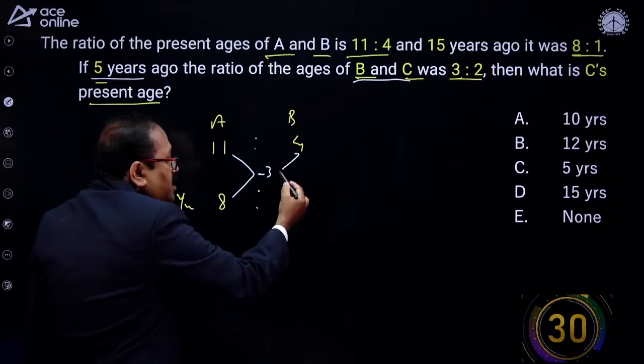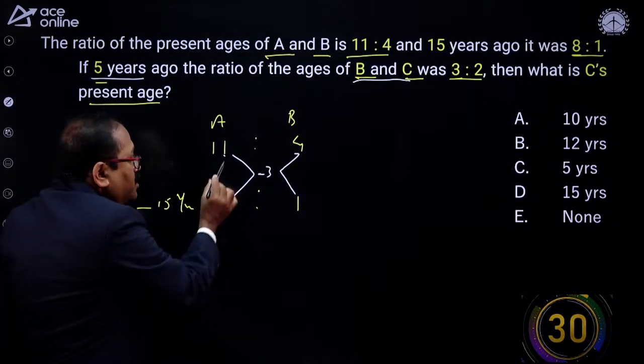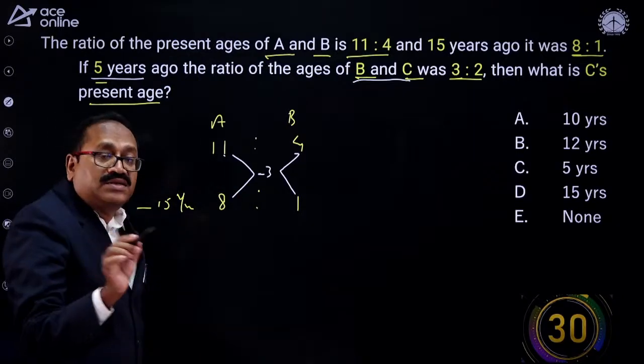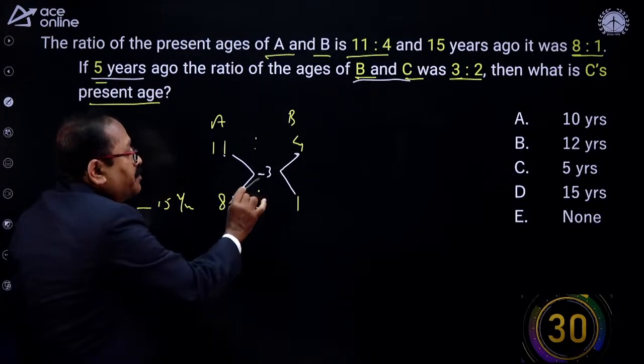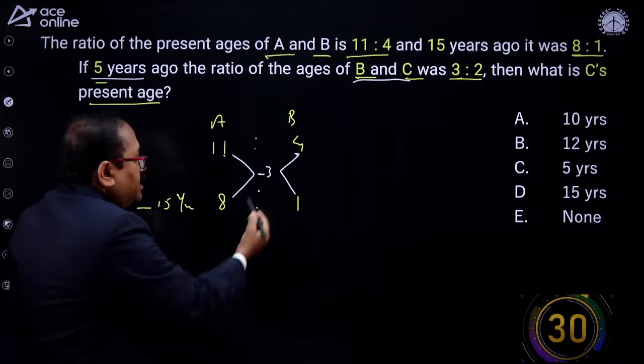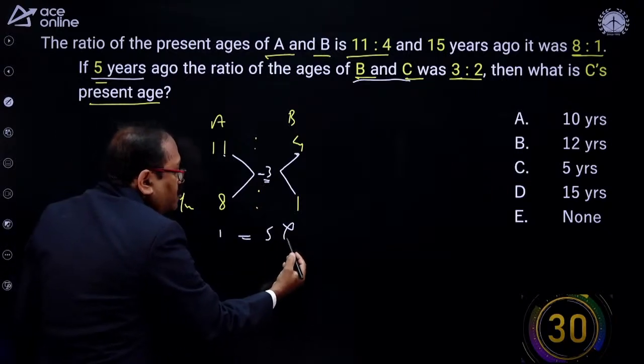Is this also minus 3? Yes, this is also minus 3. Here to here the ratio minus 15 years, and here to here this ratio minus 15 years. And how many part difference? 3 part difference. That means 3 part is equal to 15 years, 1 part is equal to 5 years.